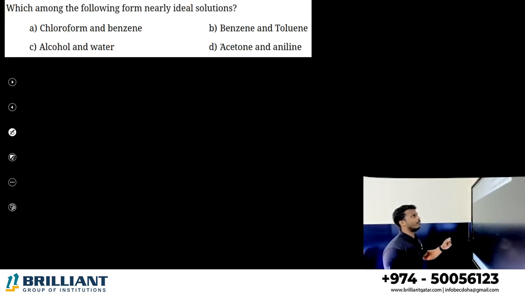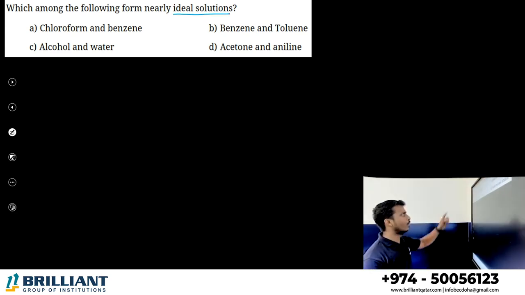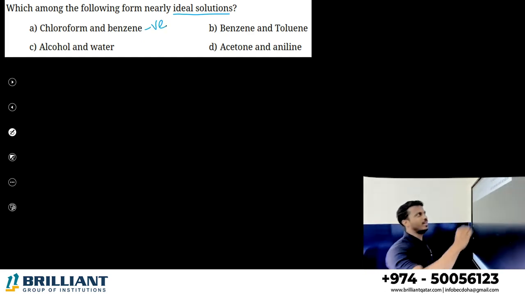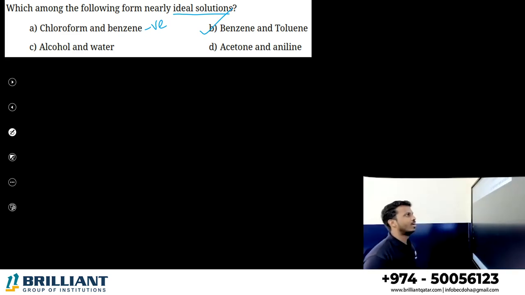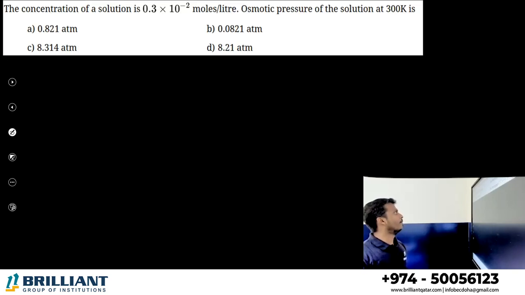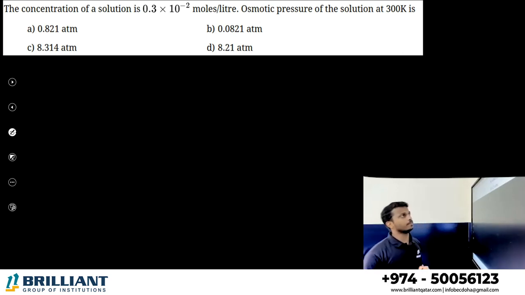Which among the following form nearly ideal solution? Which is an ideal solution, dear all? Chloroform with the benzene, we studied under negative deviation. Benzene and toluene, yes, this is an ideal solution. Right, and alcohol, water, acetone, they are not ideal solution. Benzene and toluene is the example we studied under ideal solution. Right.